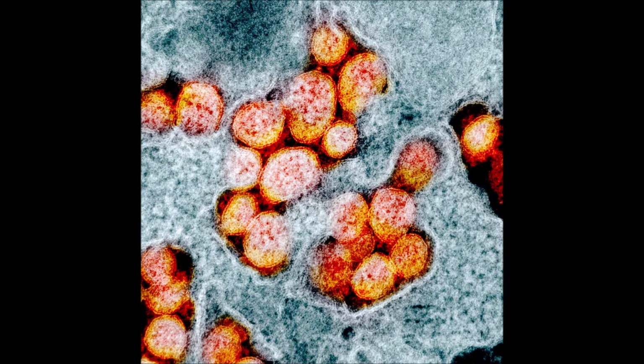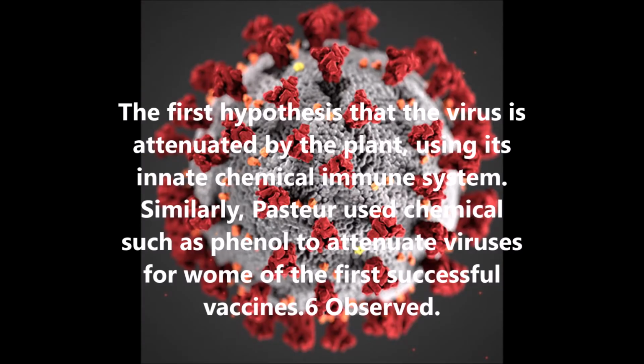mRNA. Here's a scanning electron micrograph of SARS-CoV-2 that causes COVID-19, and it's been colorized. The viruses are colorized, the surrounding cells are not, or actually they're blue. Okay, so the first hypothesis that was entertained was that the virus is attenuated by the plant using its innate chemical immune system.